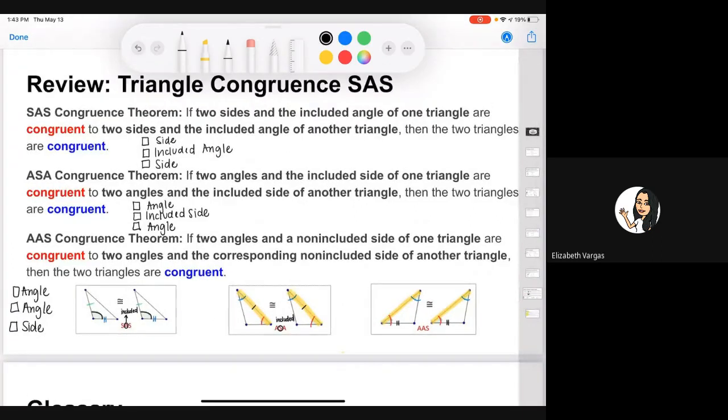So basically what you can do is you can prove two triangles congruent using any one of these theorems, depending on what type of triangles or what type of diagrams you have. Okay, but these are the conditions that you want to meet in order to use that theorem. Okay, remember, this one needs the included angle, this one needs the included side, and this one you can basically have any side.